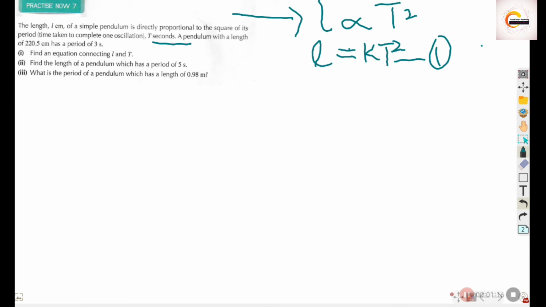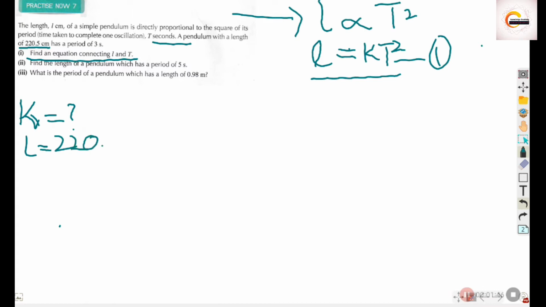Now, a pendulum with a length of 220.5 centimeter has a period of 3 seconds. So find out an equation connecting L and T. To find the equation we must know the value of K. So let's find out the value of K using L is equals to 220.5 centimeter and T is equals to 3 seconds.